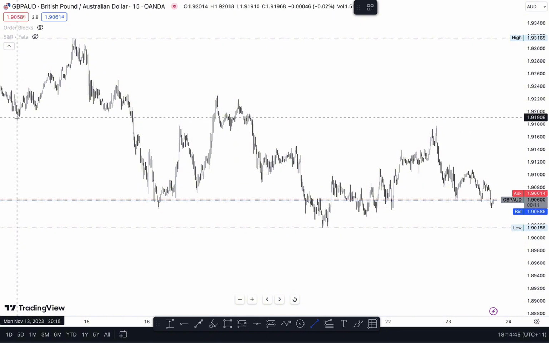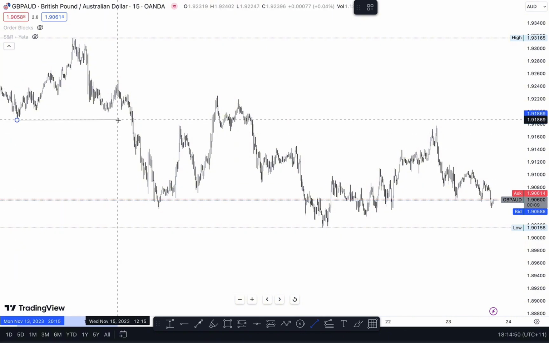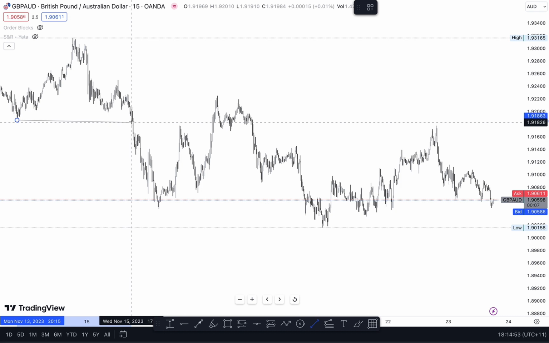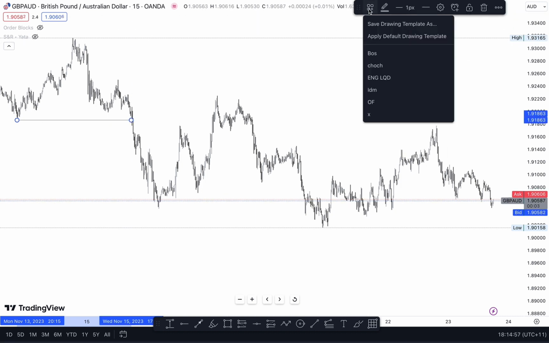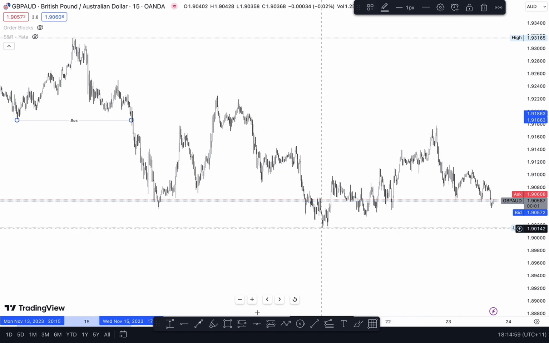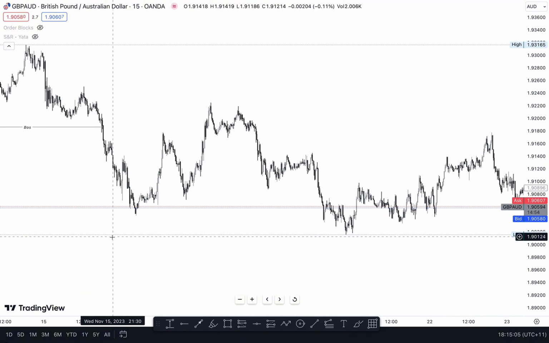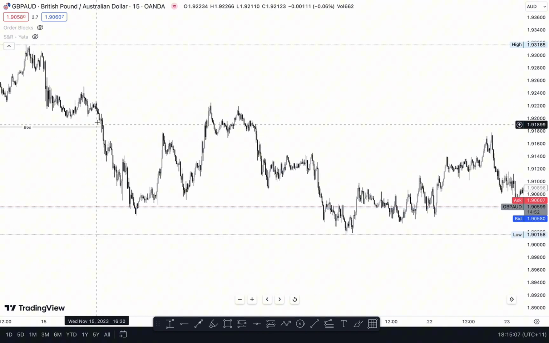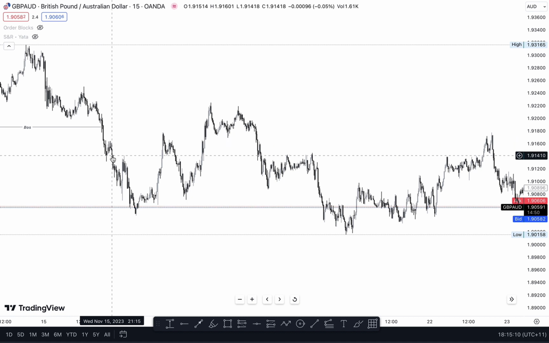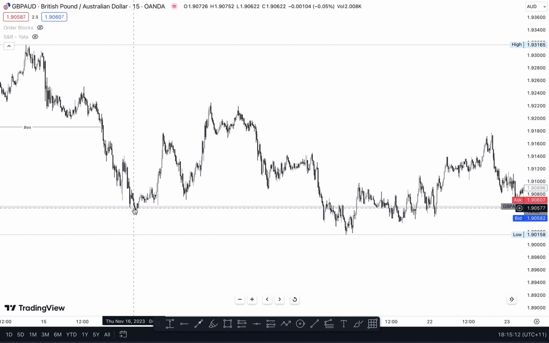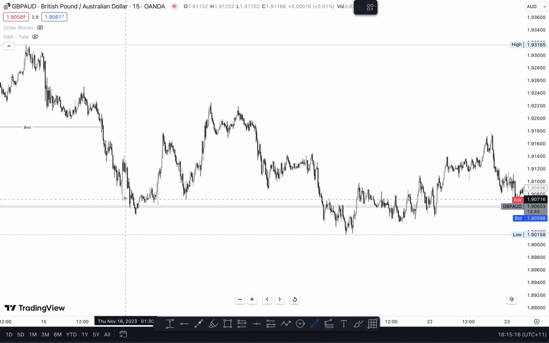So after this break of structure here, where's our first pullback? Let's look at it well. We have a series of pullbacks here. From the initial break, we have this pullback, this pullback, and this one. So where's our first pullback? Our first pullback is here.